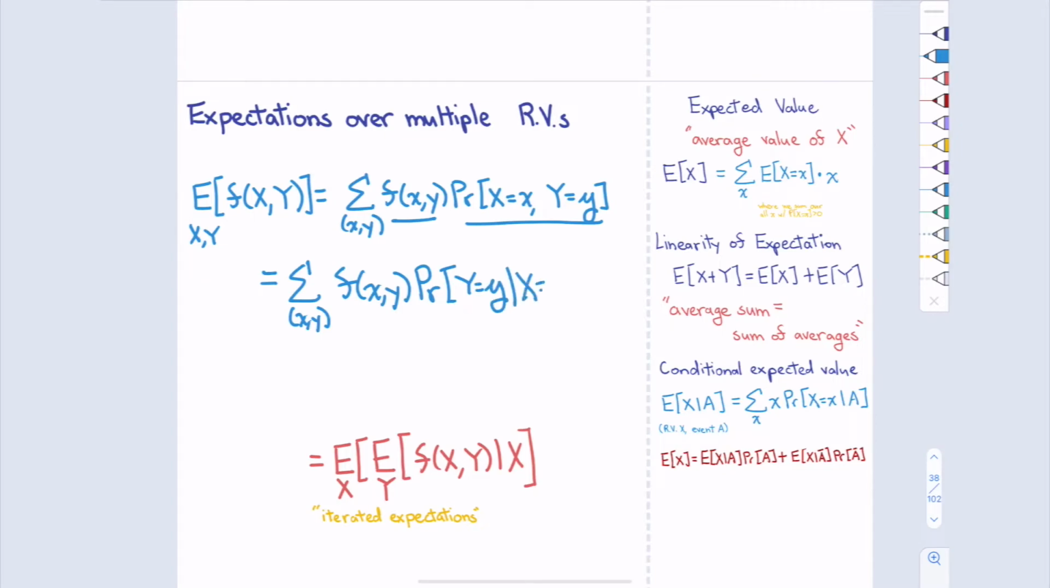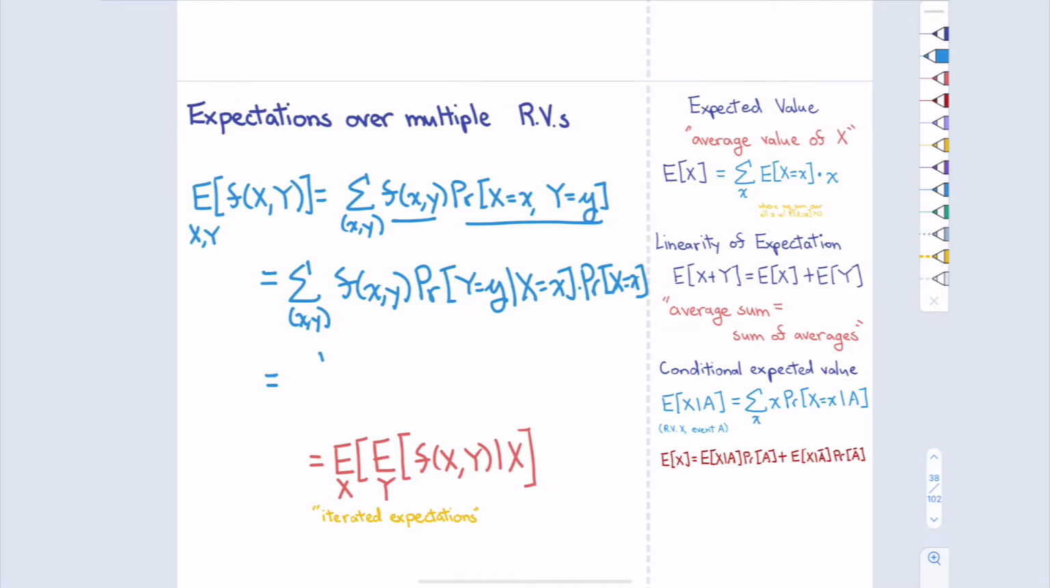Conditional on x equal to x times the probability that x equals x. So the probability of x being equal to x and y being equal to y, we can break that down as, first, what are the odds that x is equal to x? Find out that that happens. Now, given that x is equal to x, what's the probability that y is equal to y? That's the same kind of thing.